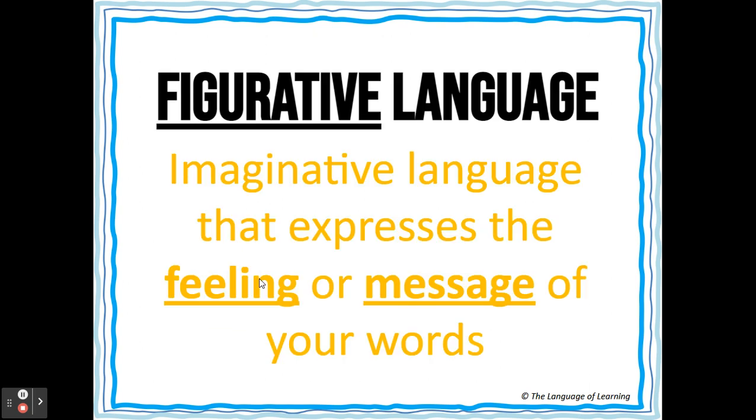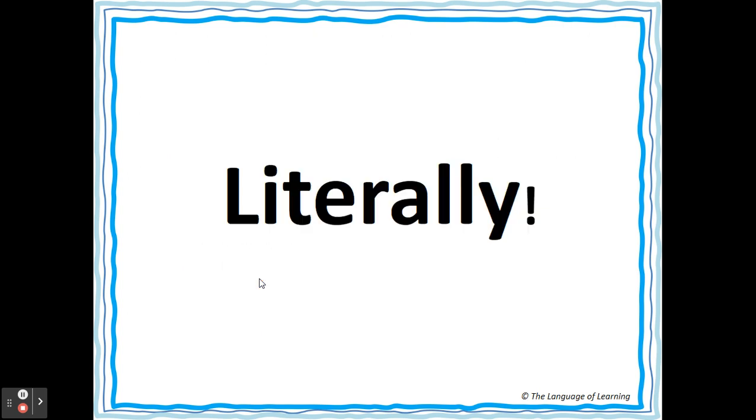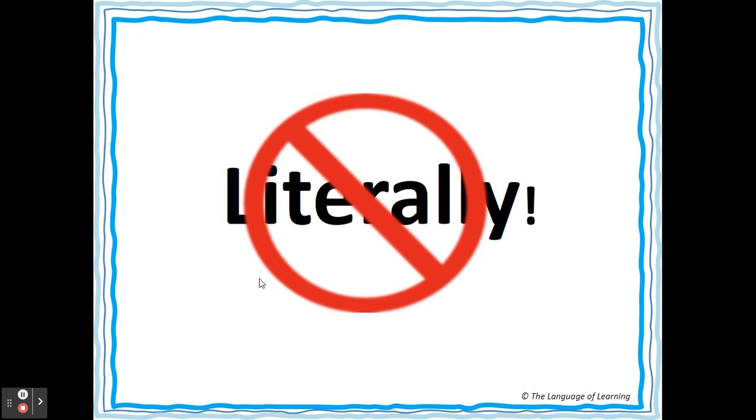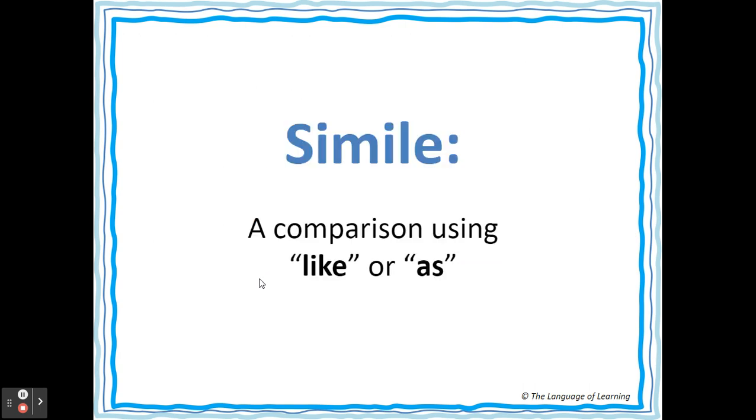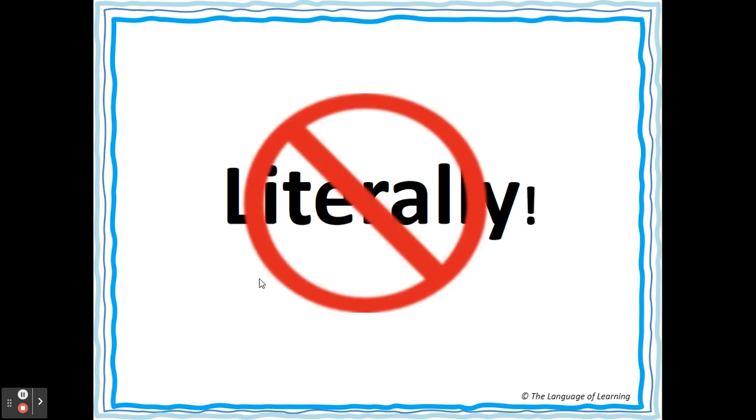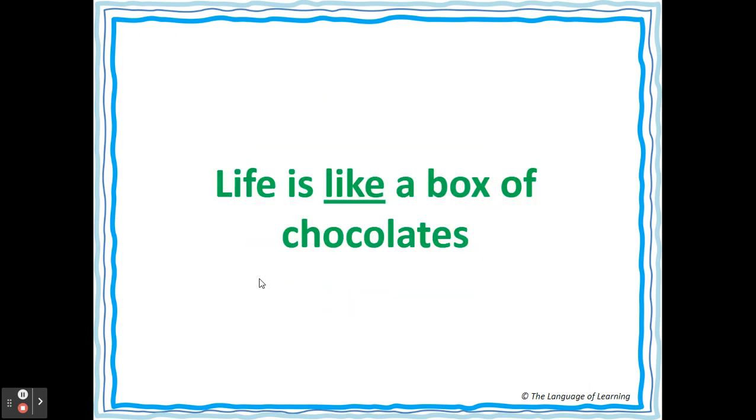All right, figurative language. So with figurative language, we are using imaginative language that expresses the feeling or message of your words. So these are things that are not literal. So similes. If you are using a simile, you're making a comparison. So you're comparing 2 things and you're using words like or as. So again, these are not literal. So life is like a box of chocolates. Notice you're making a comparison with life and chocolates and you're using the word like.